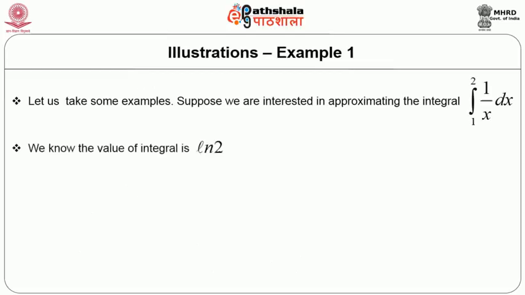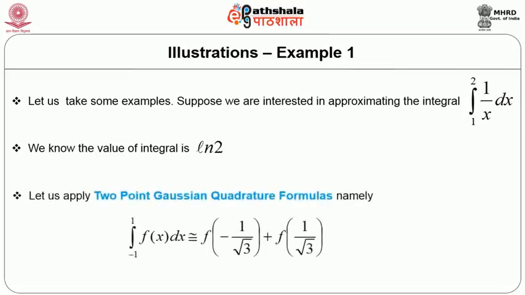Let us take some illustrations. Let us take first a simple example. Let us say we are interested in evaluating the integral from 1 to 2 of 1 by x dx. This is nothing but ln 2. Integral of 1 by x we know is log x to the base e, and the limits are 1 and 2. So, ln 2 minus ln 1, ln 1 is 0. So, value of the integral is ln 2. Let us apply our 2-point Gauss quadrature formula, that is integral from minus 1 to 1 of f(x) dx is simply the sum of function values at minus 1 by root 3 and 1 by root 3.